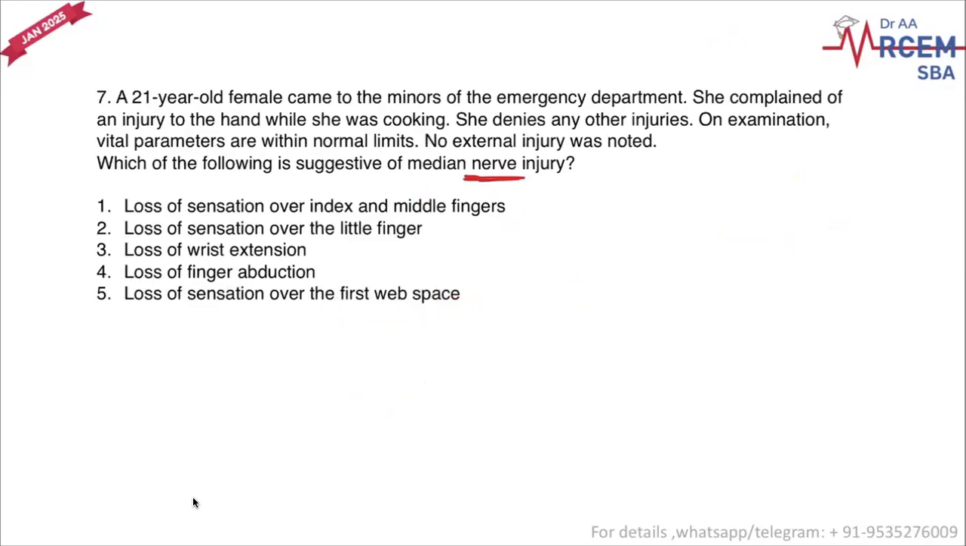We'll go from the top down so that we make a diagnosis. Loss of sensation over the first web space is known as radial nerve injury. Loss of finger abduction or adduction: both functions are done by the ulnar nerve, because the ulnar nerve supplies both the dorsal interossei as well as the palmar interossei. Loss of wrist extension: extension of the wrist joint is done by muscles supplied by the radial nerve.